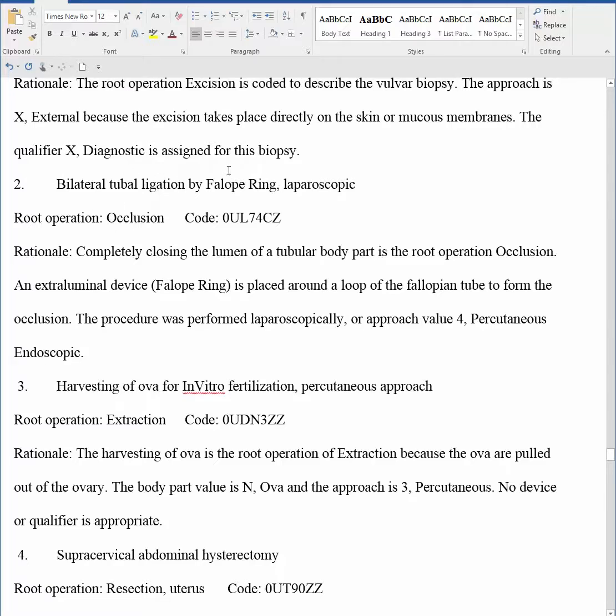It's done by a device called a fallopian ring. This patient is having it done bilaterally on both fallopian tubes because women have 2 of them, and also the approach is laparoscopic. We're closing off a lumen, root operation occlusion, 0UL74CZ.